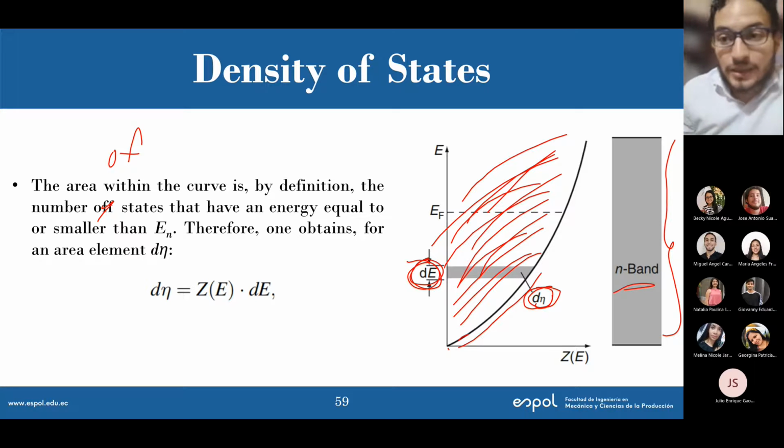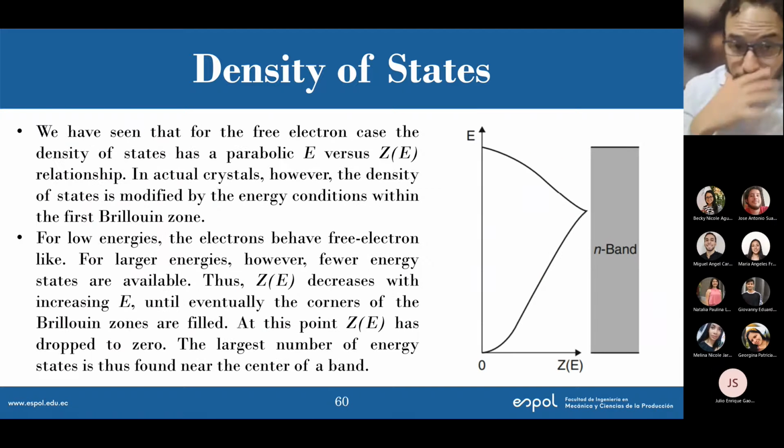So that's basically, let's say, for the valence band. Now, what happens when I have crystals, I have metals actually? Remember, they don't behave fully as free electrons, and we have the Brillouin zones, and they put certain conditions. So at low energies I have a behavior like a free electron, but at high energies I have fewer energy states available, and that's why it comes back. So it's like a parabola, but now concave down, or half of a parabola concave down.